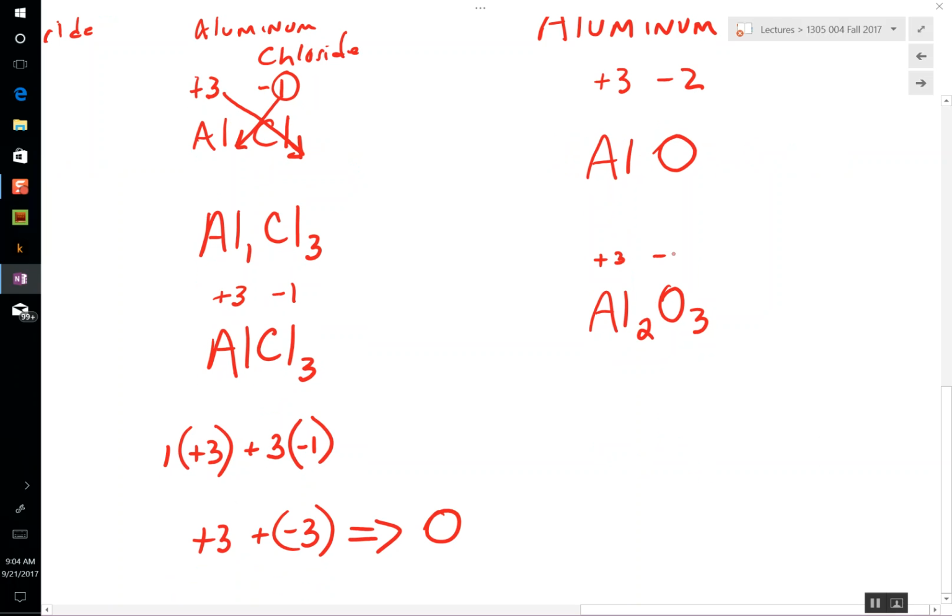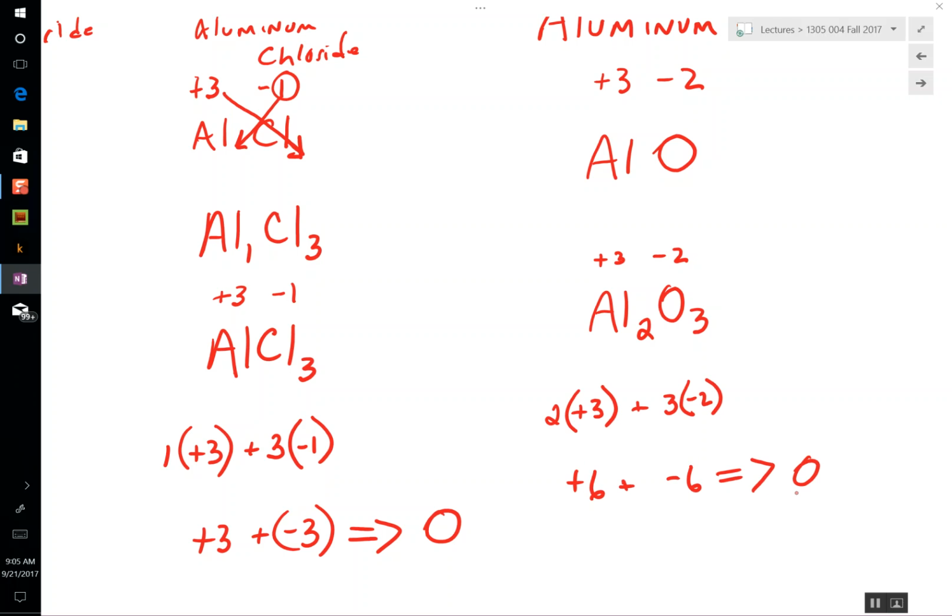Now let's see if that's neutral. This has got a +3, that has a -2. So 2 times +3 is +6. 3 times -2 is a -6. And see, that overall formula has a net zero charge. It's made up of ions. There's all kinds of charges in there, but they are totally balanced out. The positive charge is perfectly balanced by the negative charge. You with me? That's what we mean by the net charge. Net overall charge, 0.